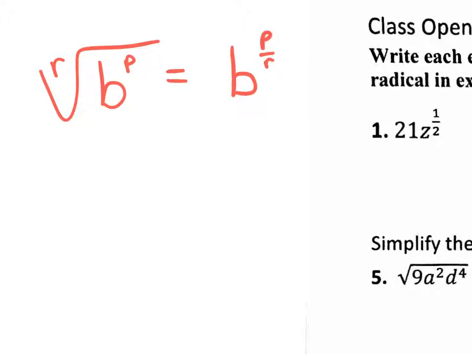So the rth root, whatever root it is, of whatever base to whatever power is going to be that same base to the power of power over root. Okay? So you're going to have a fraction as an exponent. The power goes up on top. The root goes on the bottom. If you know that, you should be able to do all of this on 1 through 4.